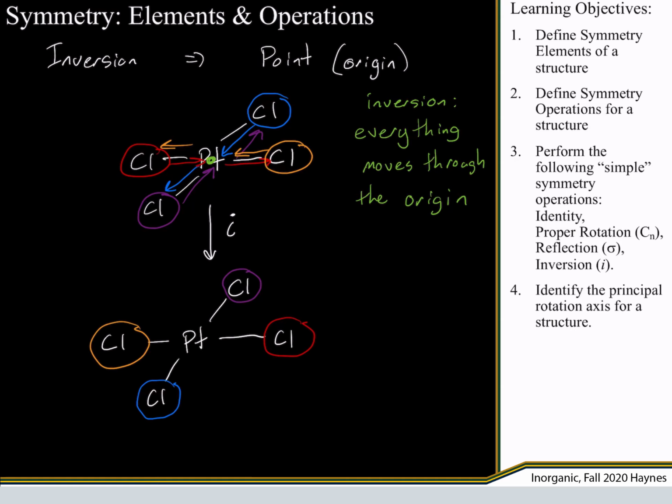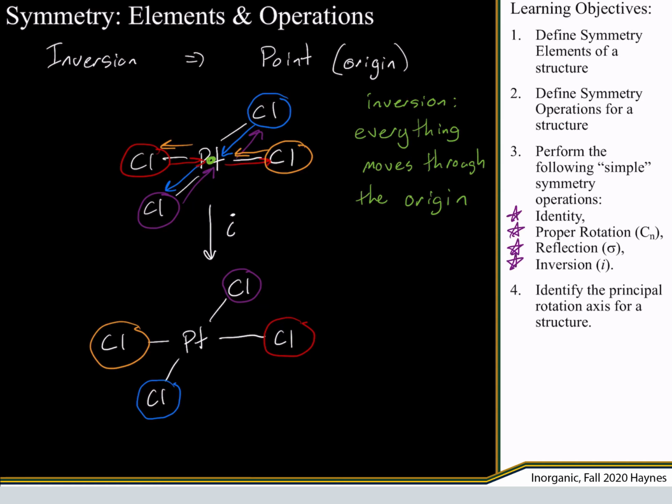Now let's take inventory of what we've done. We've talked about what an identity looks like, we've talked about proper rotations, we've talked about reflections, and we've talked about inversions. At the very least, we've defined these things. We don't have an exhaustive list yet of every symmetry operation that exists for this given compound, but we can start to define them and start looking for them. Now we have the tools. Now it's time to actually put them into action.